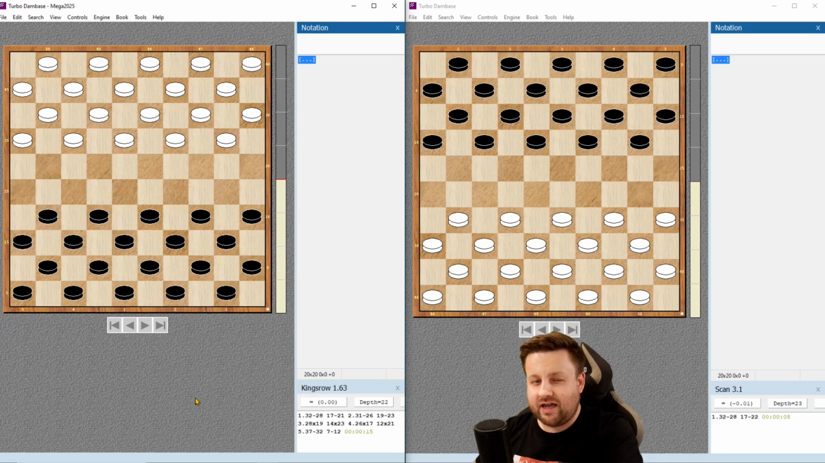And here we are, ladies and gentlemen, ready to start our duel, our competition between those two computer engines. We are using two different windows of the same program, full version of Turbo Base 12, and to the left we have KingsRow 1.63 and to the right we have Scan 3.1. We are using the basic parameters of the engines that are implemented to this program.